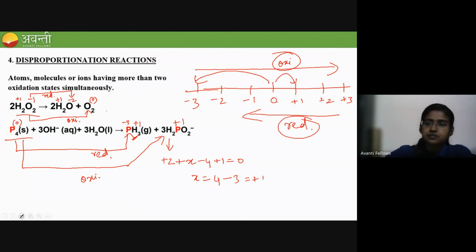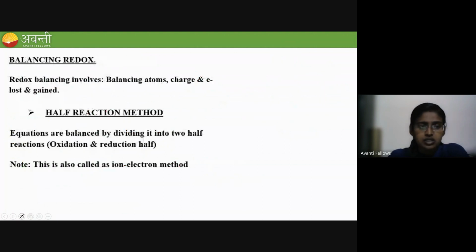I'll move on to the next topic, that is balancing the redox reaction. So redox balancing mainly involves balancing the atoms, balancing the charges and the electrons lost and gained. Okay. So we have to balance all these things. We should not balance only the atoms and come out. We have to balance the charges and also the electrons lost or gained.